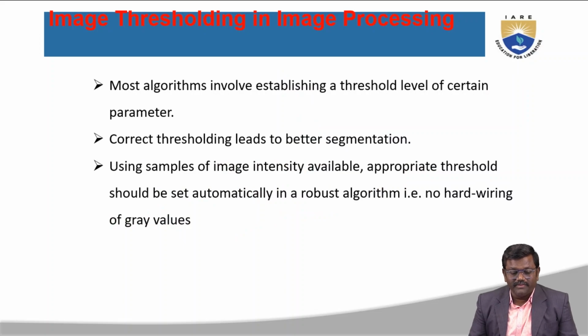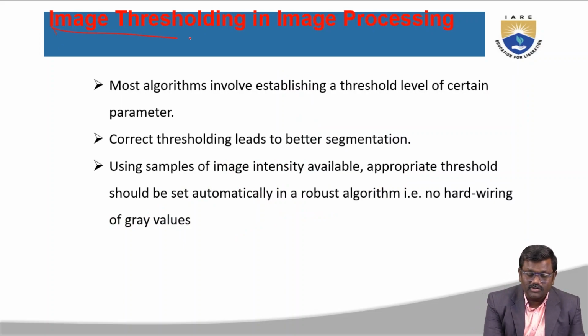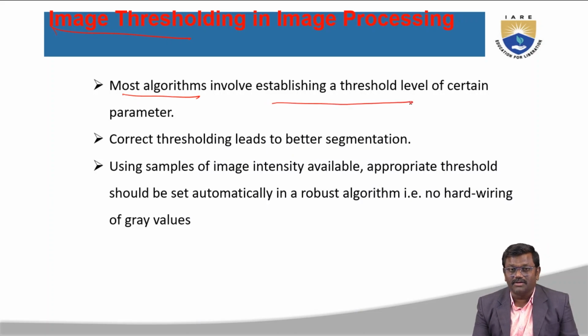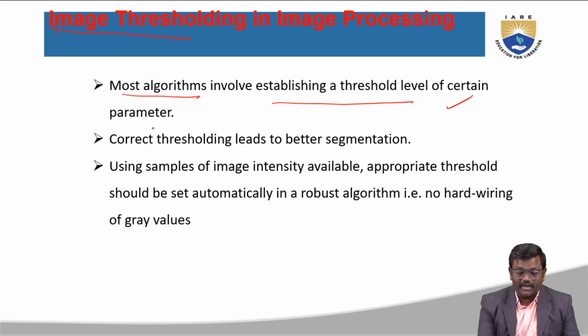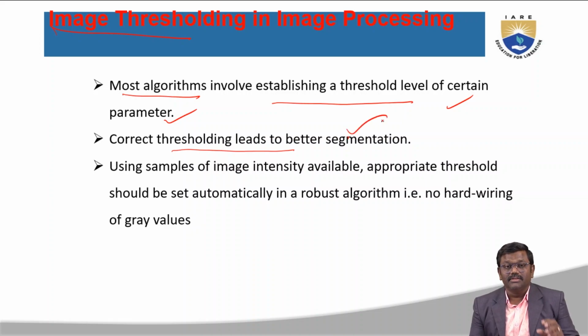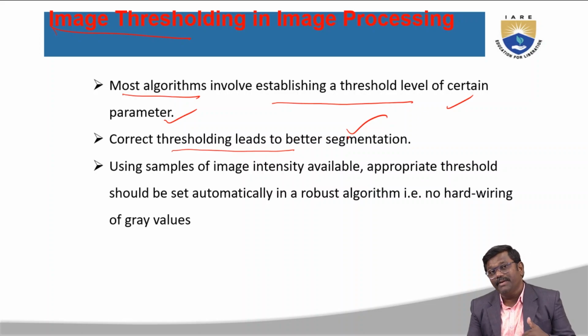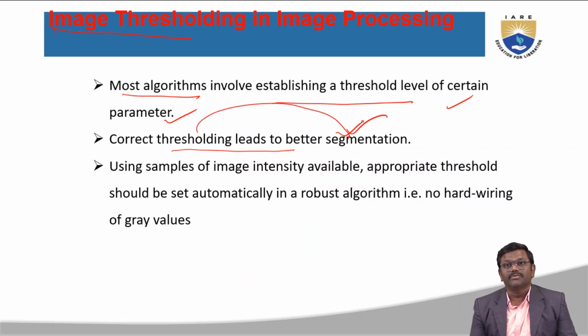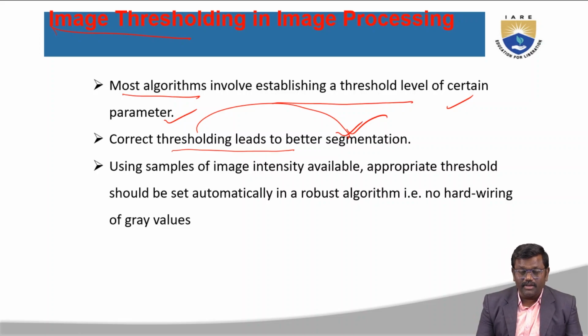Image thresholding means that most of the algorithms involve establishing a threshold level of a certain parameter, connected with the threshold, which leads to better segmentation. So the segmentation drawbacks will be minimized and the segmentation principle will be improved. How can thresholding improve it? That is what we want to concentrate on here. How can you improve that?